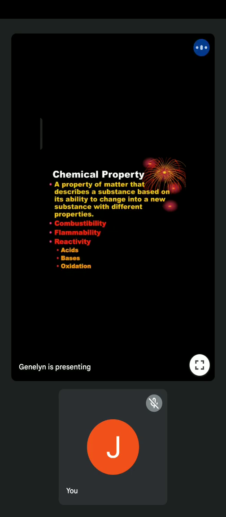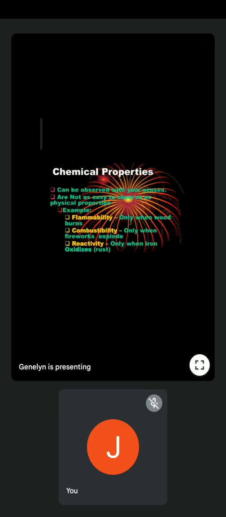Chemical property. A property of matter that describes a substance based on its ability to change into a new substance with different properties. Combustibility, flammability, reactivity. Acids, bases, oxidation. Chemical properties can be observed with your senses, but are not as easy to observe as physical properties.